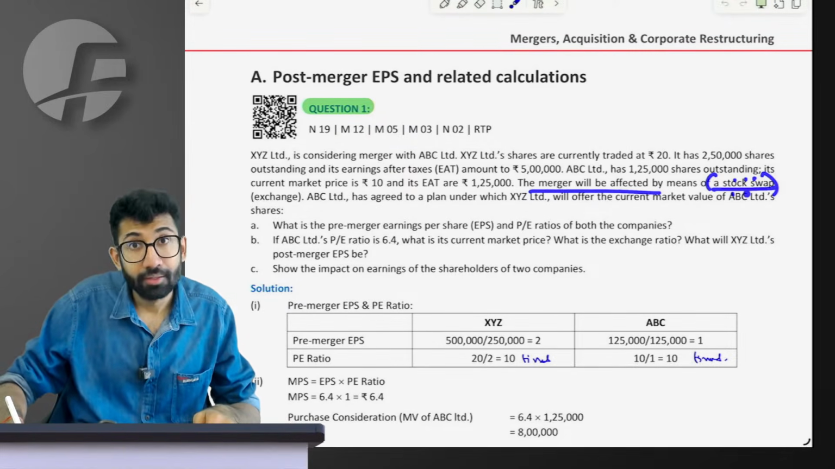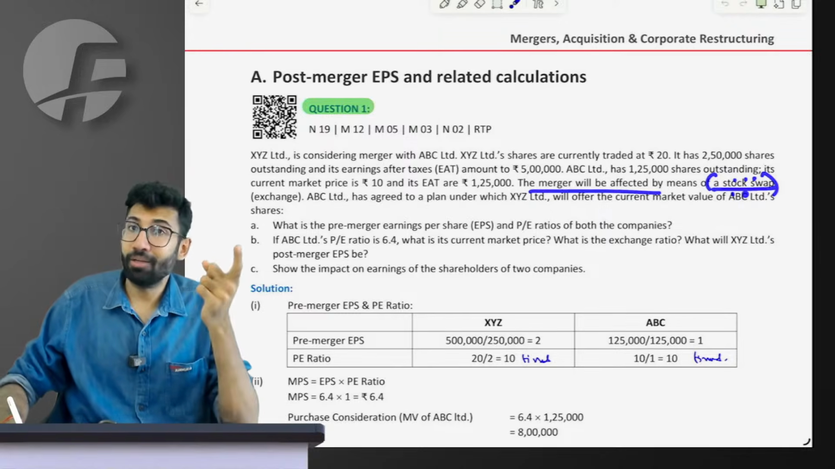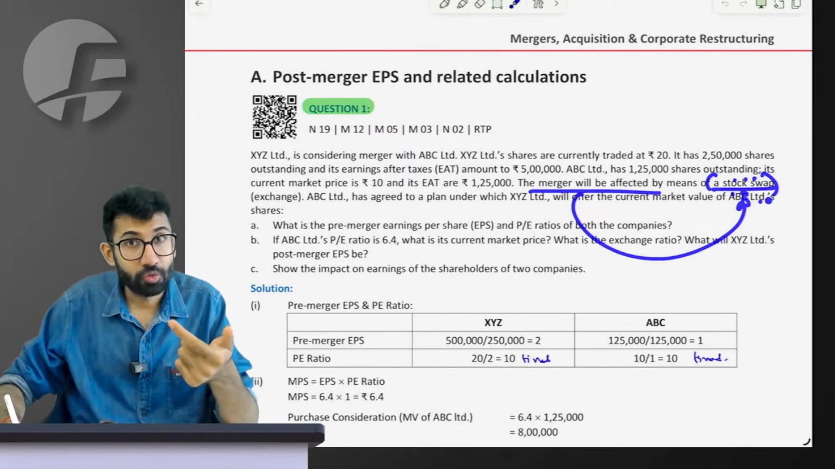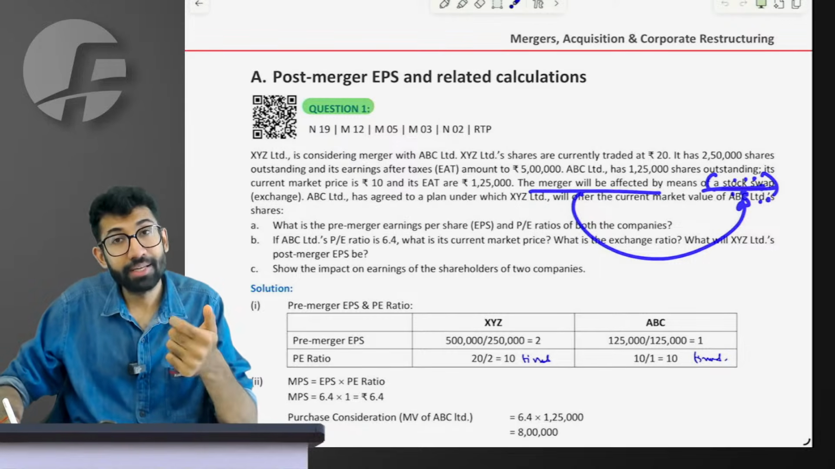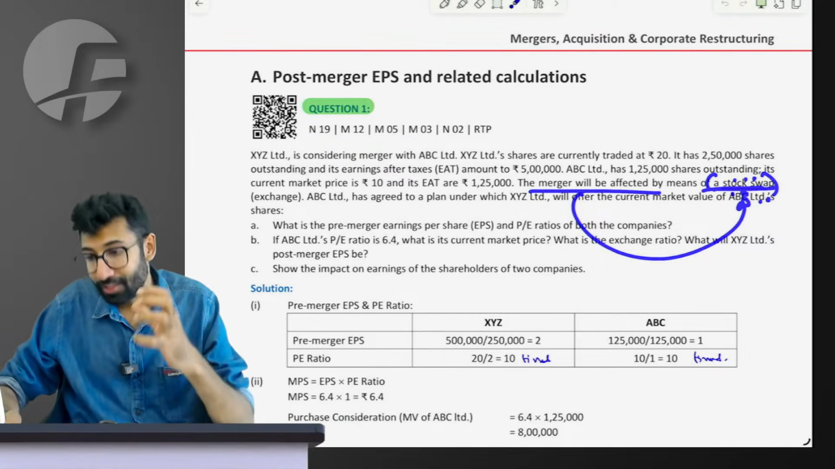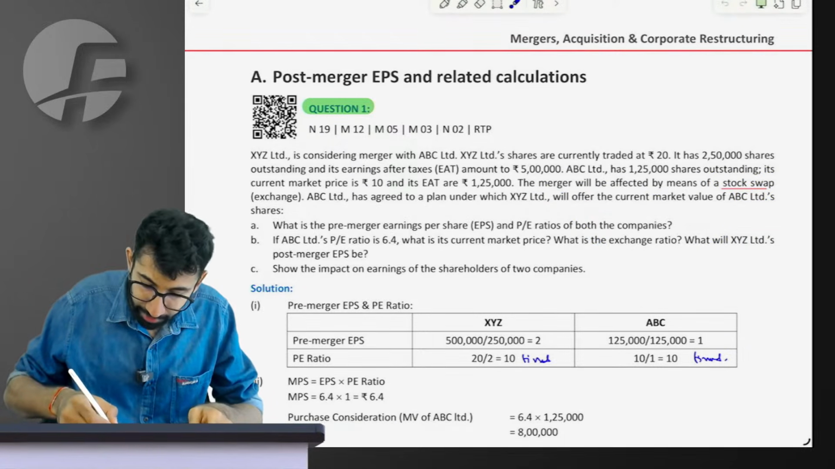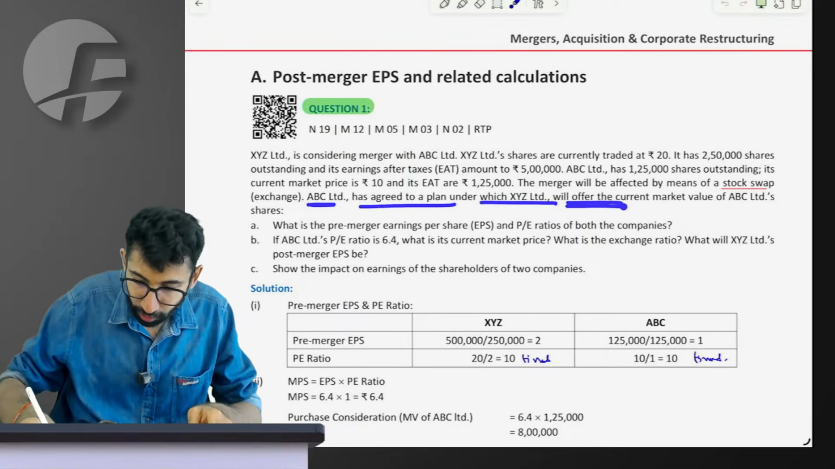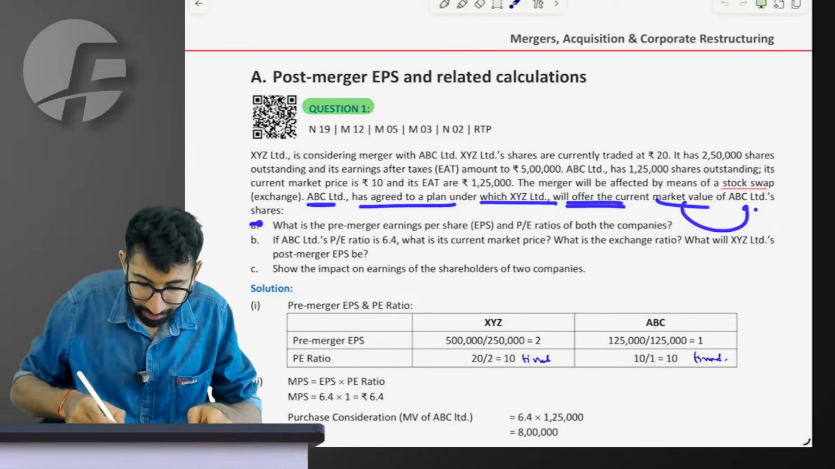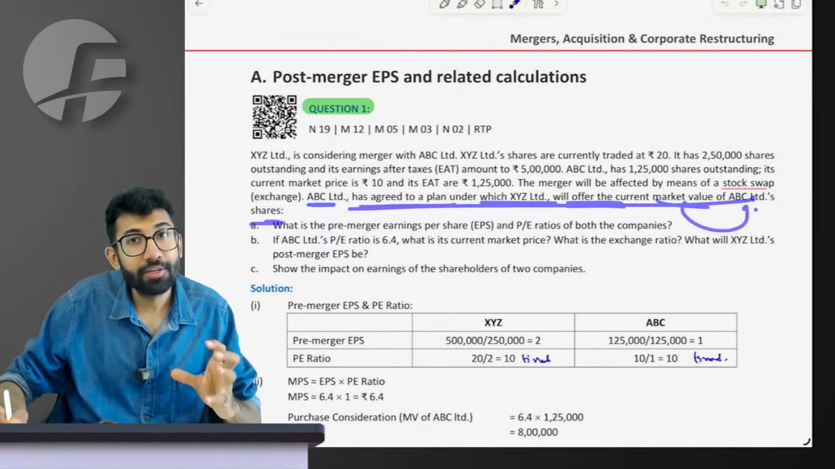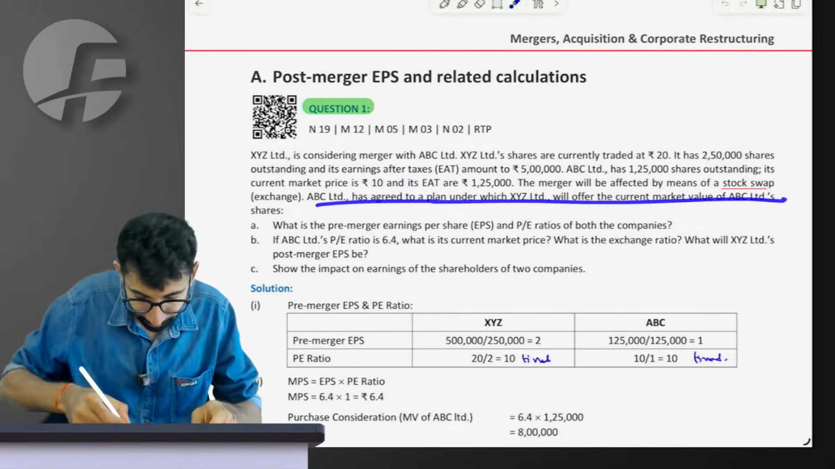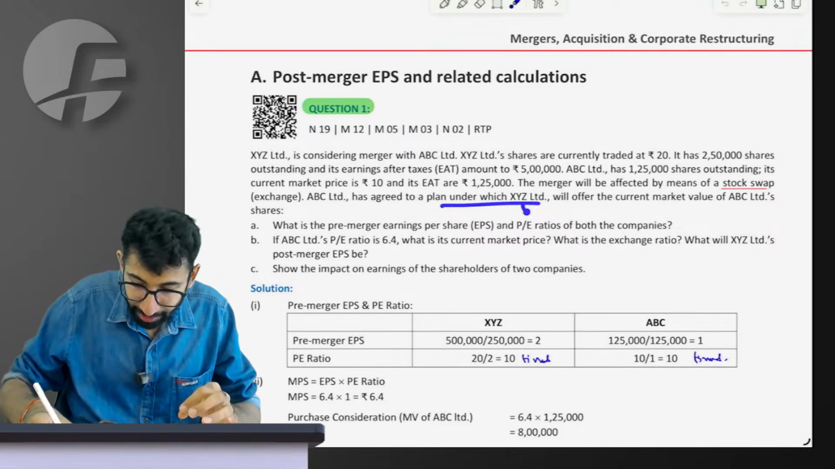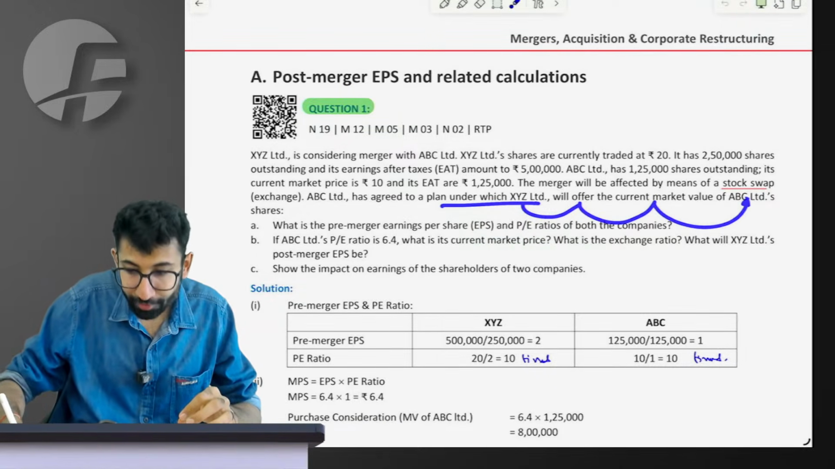Wow, what a line. The merger can be a cash deal or a stock deal, but when they say it will be affected by way of stock swap, we get to realize it is a stock deal. Cool. And ABC has agreed to a plan under which XYZ will offer current market value of ABC Limited shares. Sir, this line is really important for you to know who's acquirer and who's target.